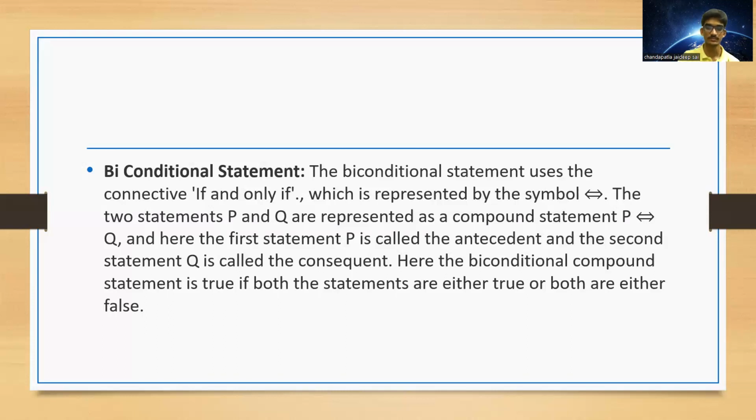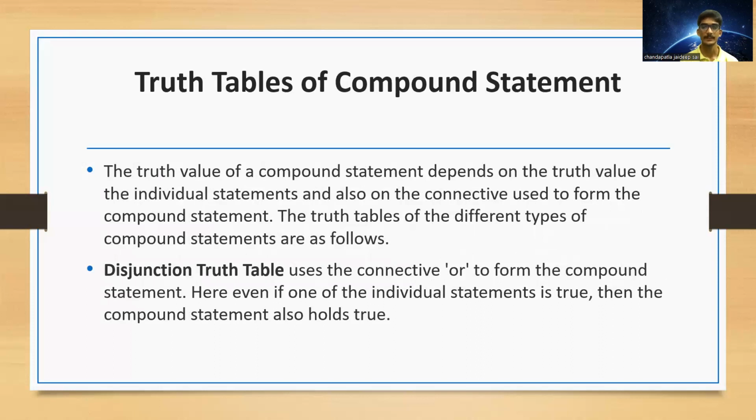Truth table of the compound statement. The truth table of a compound statement depends on the truth values of the individual statements and also on the connective used to form the compound statement. The truth tables of the different types of compound statements are as follows. The disjunction truth table uses the connective OR to form the compound statement. Here, even if one of the individual statements is true, then the compound statement also holds true.